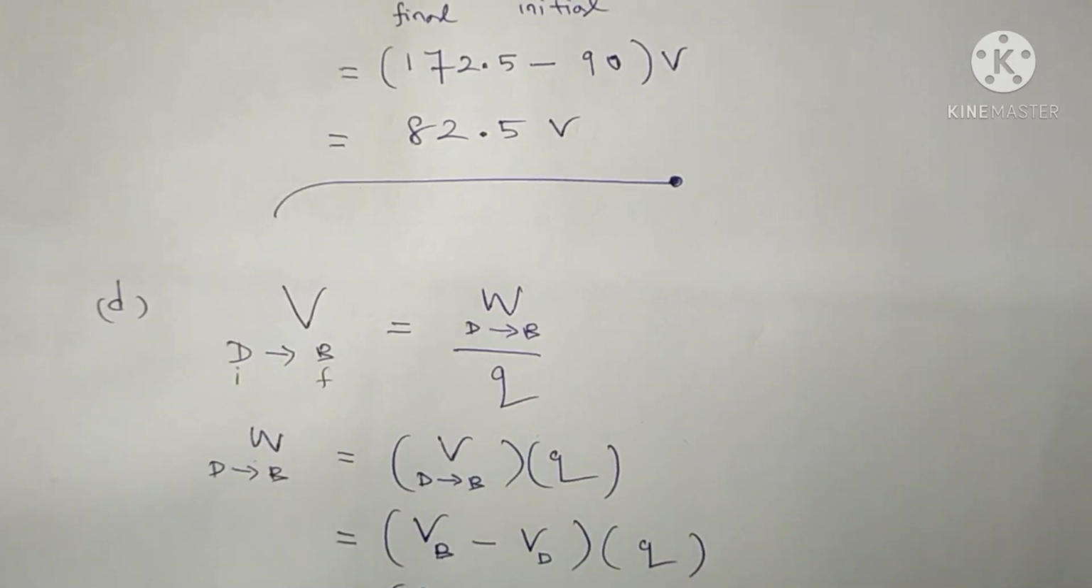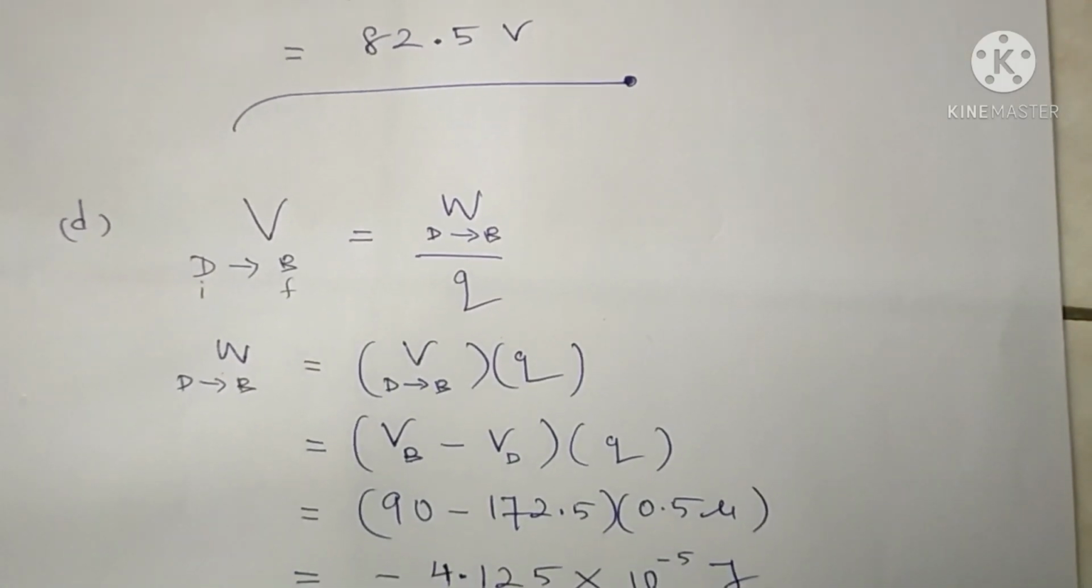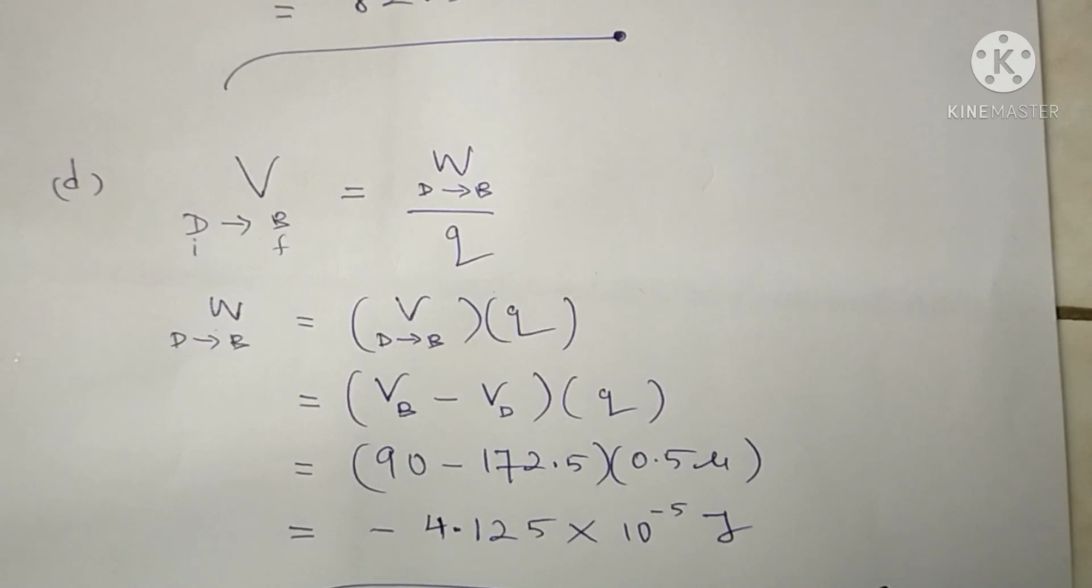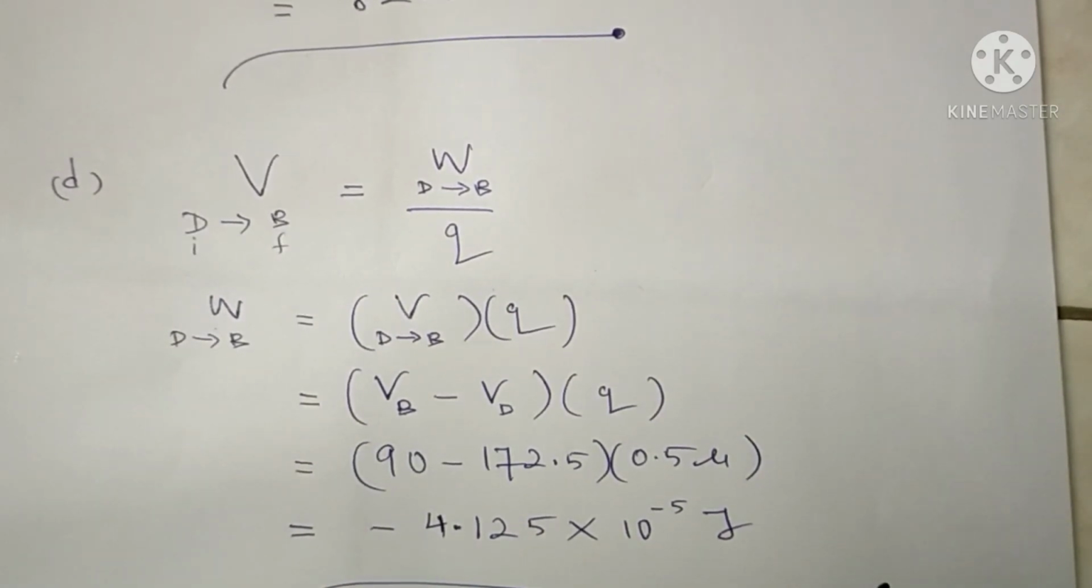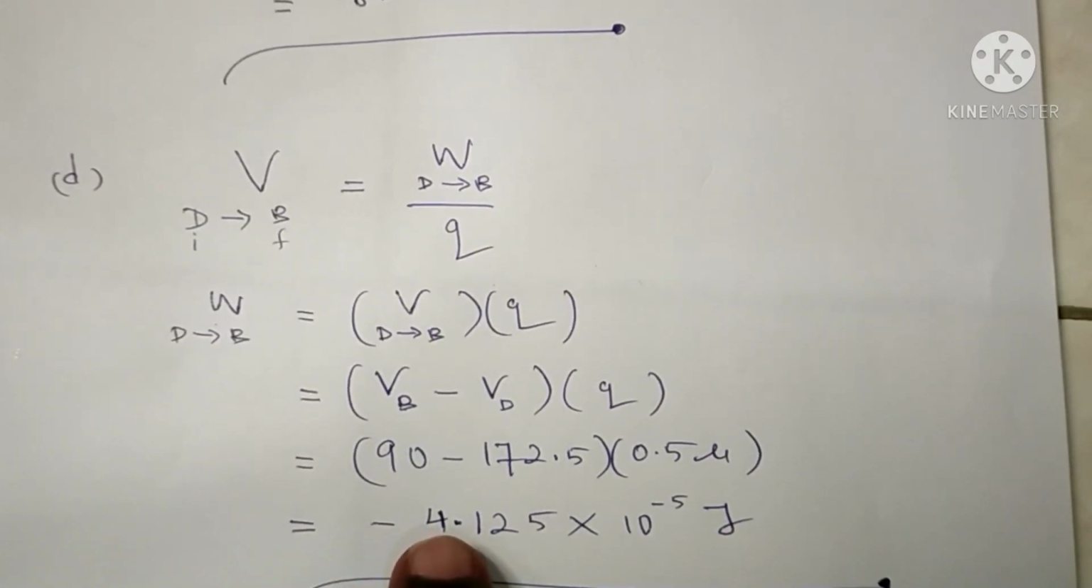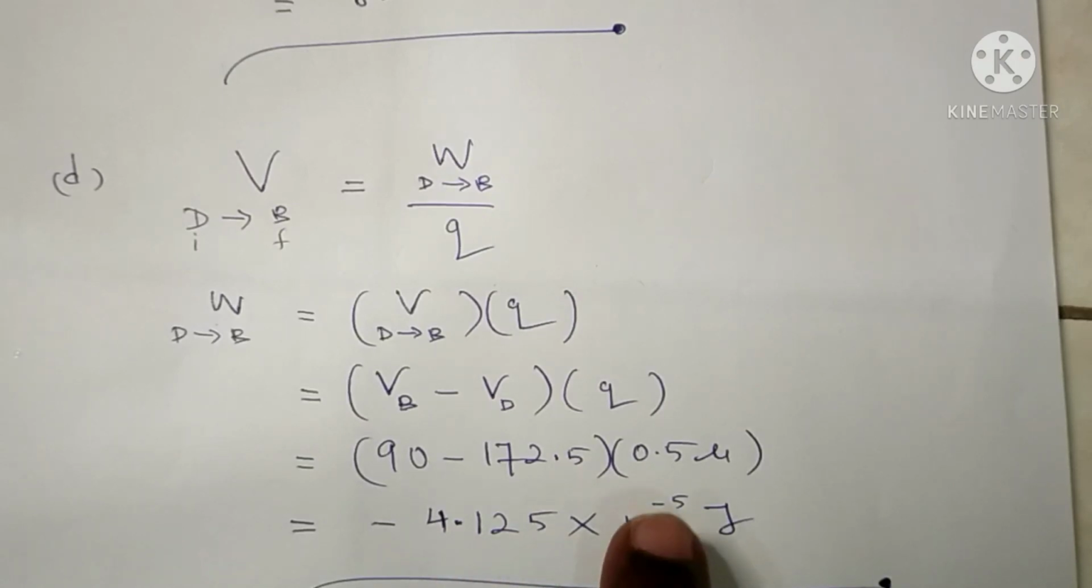We're going to substitute all the possible values into this equation and the work required is negative 4.125 times 10 to the power of negative 5 joule.